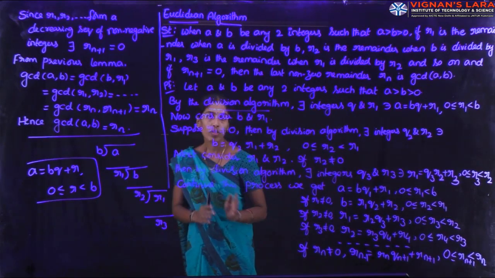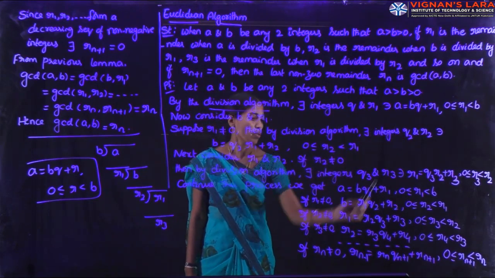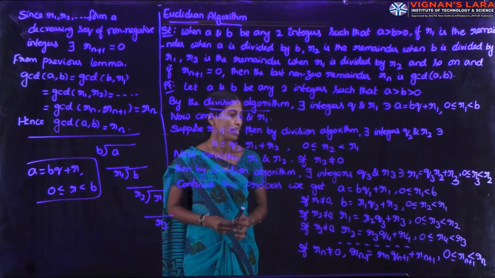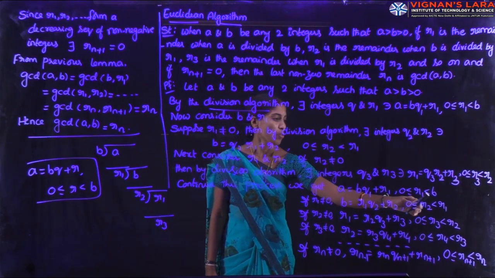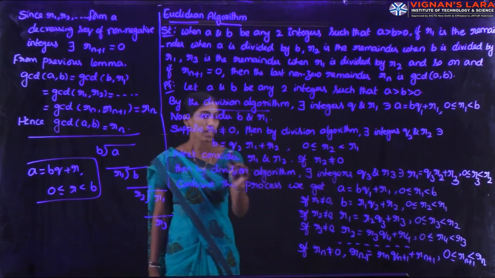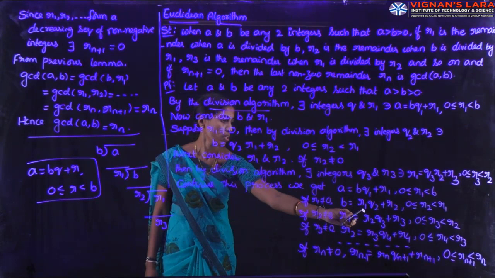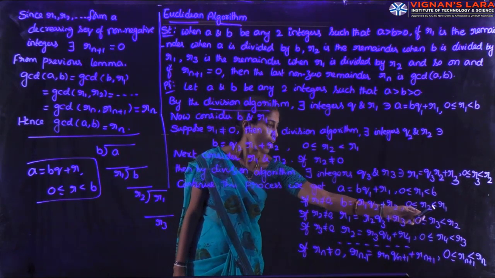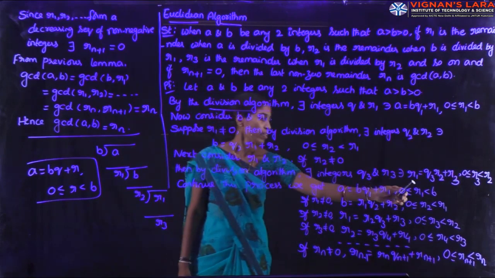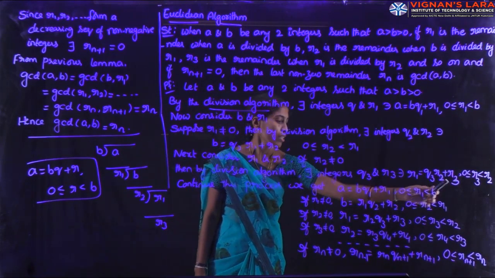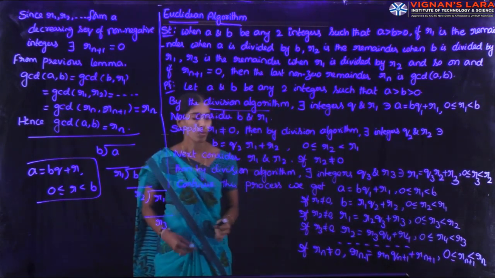So by continuing like this, from the first step we get A equal to BQ1 plus R1, where 0 less than or equal to R1 less than B. From the second step, we get B equal to Q2 R1 plus R2, 0 less than or equal to R2 less than R1. From the next step, we get R1 equal to Q3 R2 plus R3, 0 less than or equal to R3 less than R2.